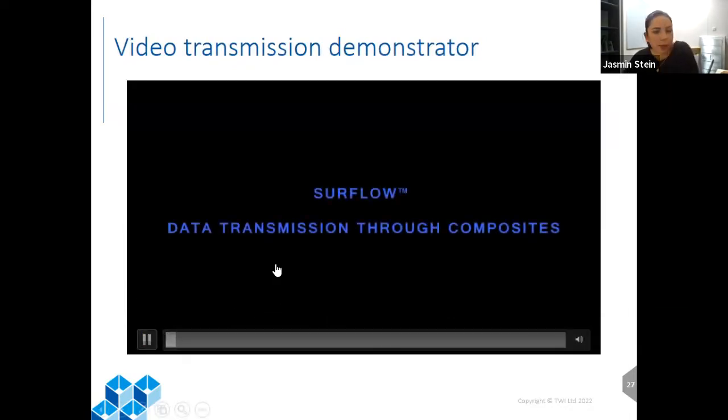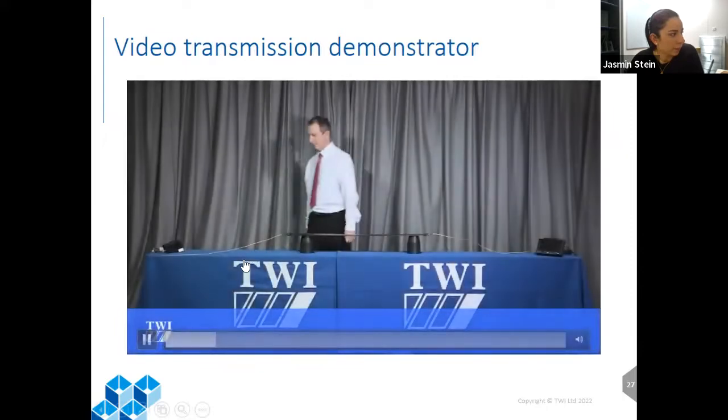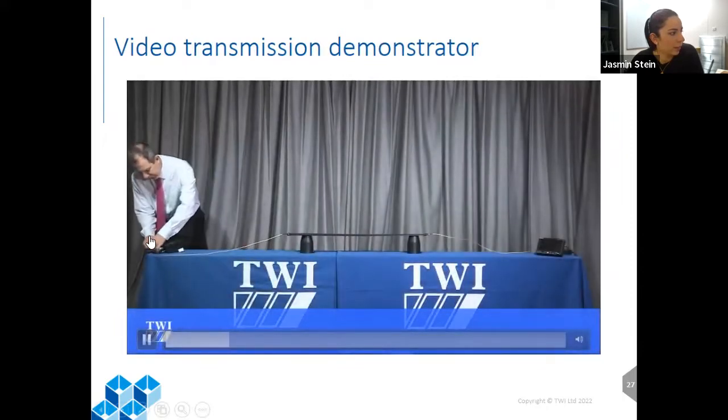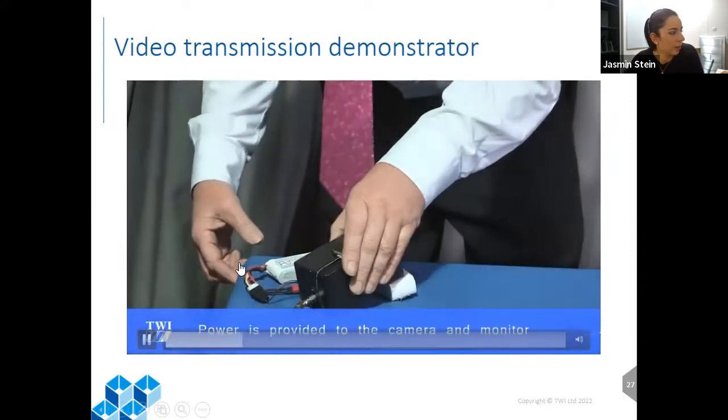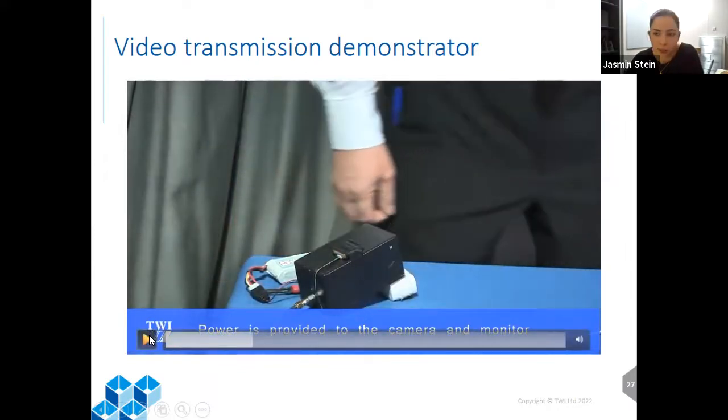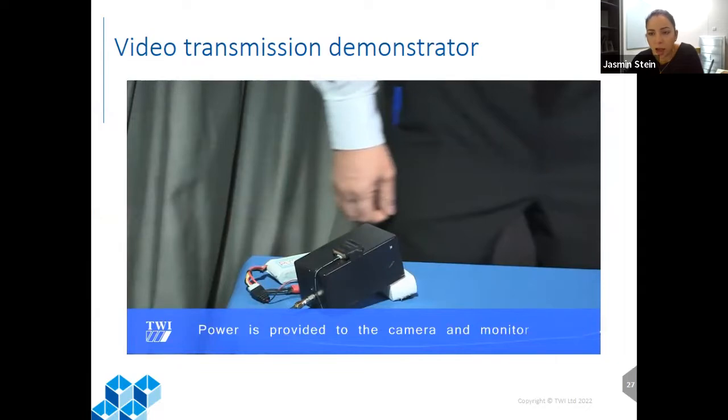So this is one of the very early demonstrators we did, which is a video transmission. Here you see the camera on the left-hand side. Actually, just to add to this, we are sending data so far. We are not sending power. So either you still need the power cable or you need an isolated power source. In this case, there are batteries.